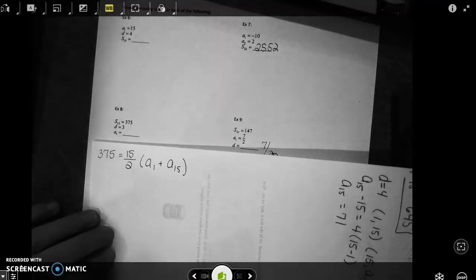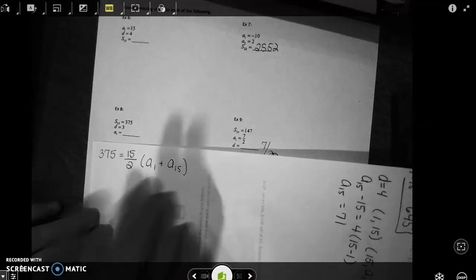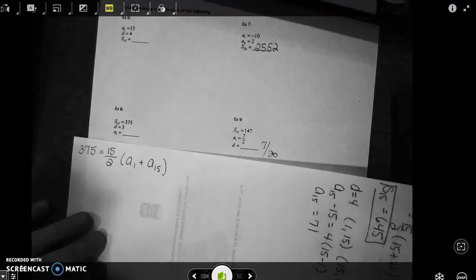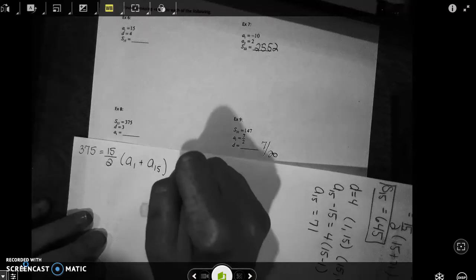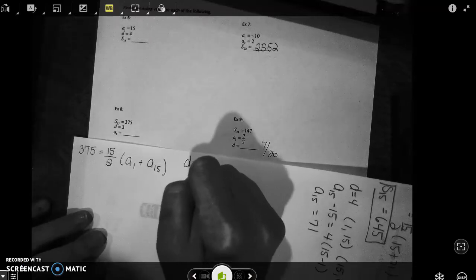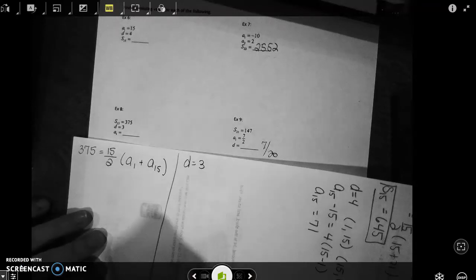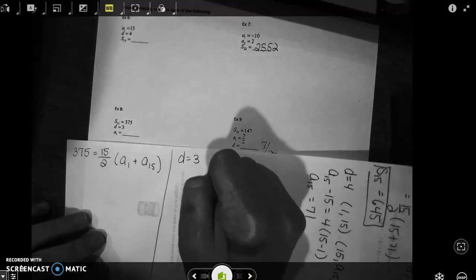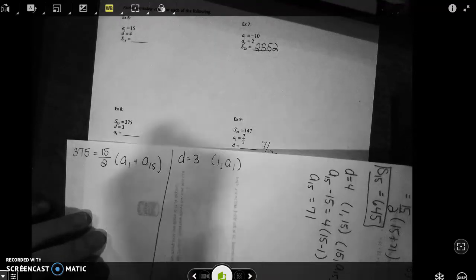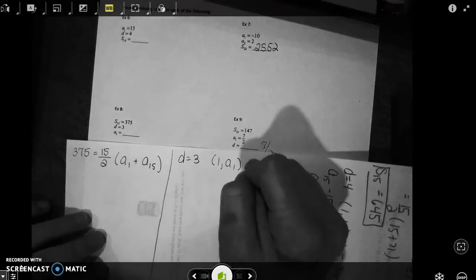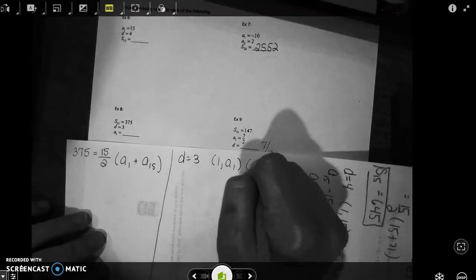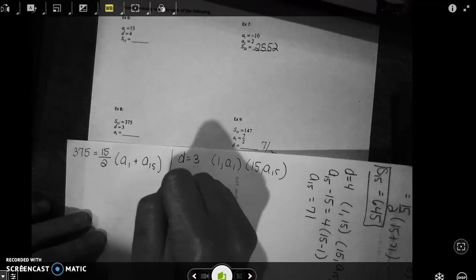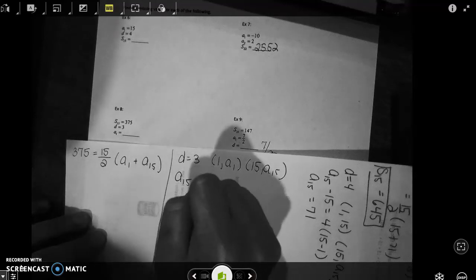And we've learned that when we have 2 unknowns, we'll need 2 equations, and so that other equation is going to come from our explicit formula, or our point slope form. So let me draw a line here to separate those. We know the common difference. I know the first term is indicated by A sub 1, and the 15th term will be indicated by A sub 15. And so I'm going to set this up in point slope form.